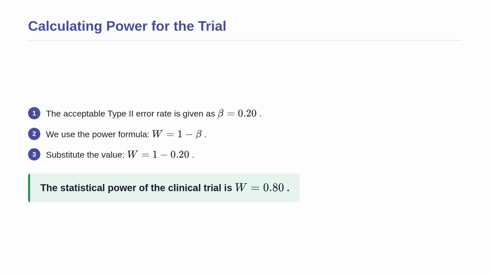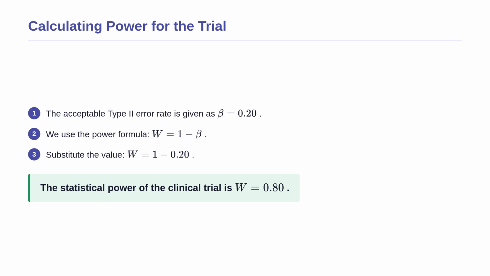Let us calculate the statistical power for our blood pressure drug trial. We know the researchers set their acceptable beta value to 0.20. To find the power, we use our formula, W equals 1 minus beta. By substituting the given beta value, we calculate 1 minus 0.20, which gives us 0.80.